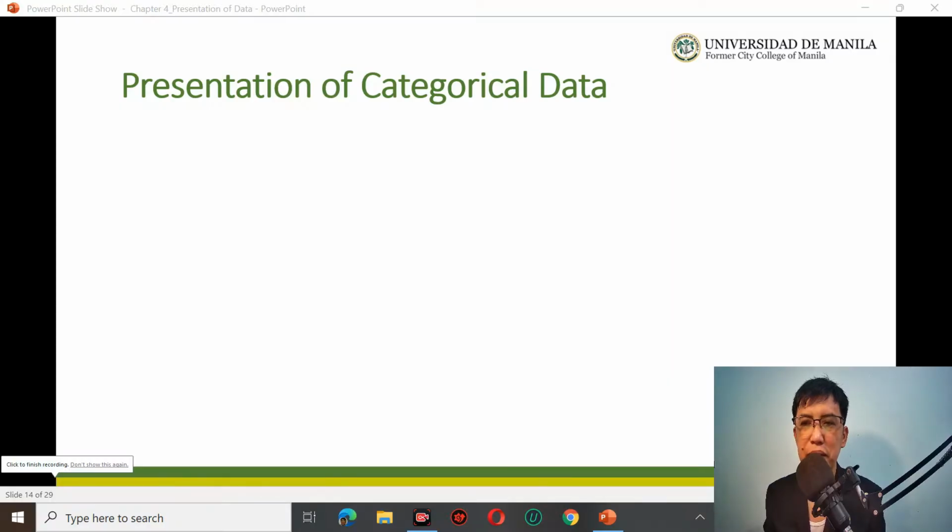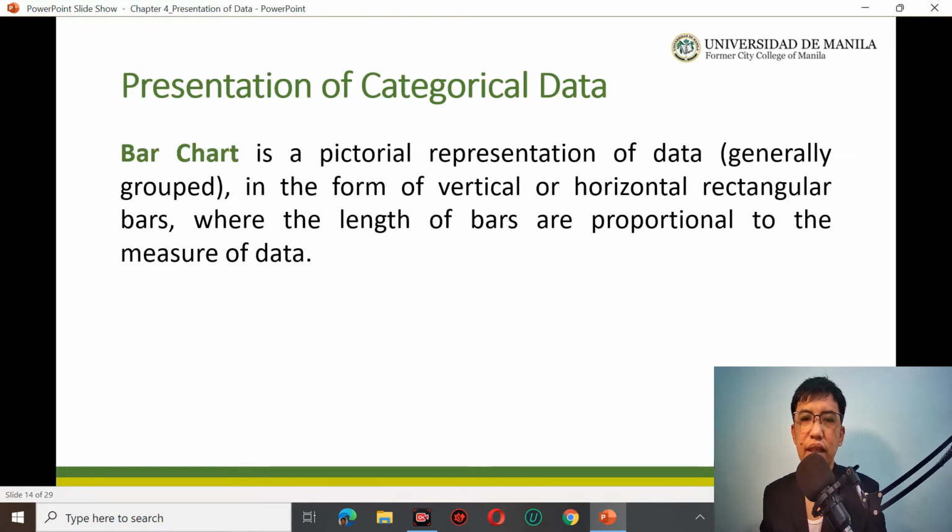Okay, so in this video, we'll be talking about presentation of categorical and continuous data. These are the other ways on how you're going to present your raw data. Number one is the bar chart. It is a pictorial representation of data that is generally grouped in the form of vertical or horizontal rectangular bars where the length of bars are proportional to the measure of data.